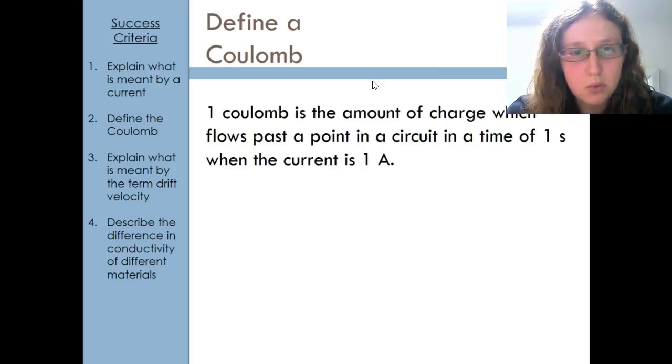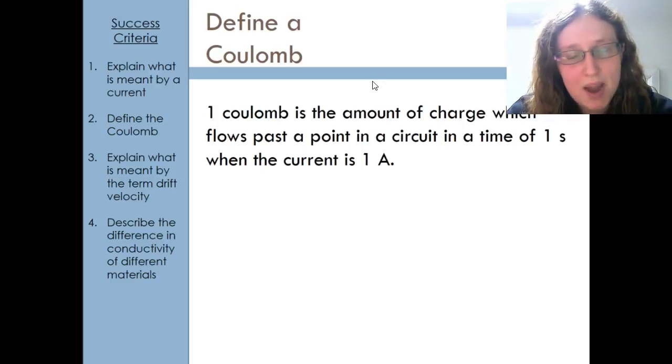So what is 1 coulomb? Well, 1 coulomb is the amount of charge which flows past a point in a circuit in a time of 1 second when the current is 1 amp. It's one of the definitions that you need to learn. Remember, this is a definition for a unit, not a quantity.